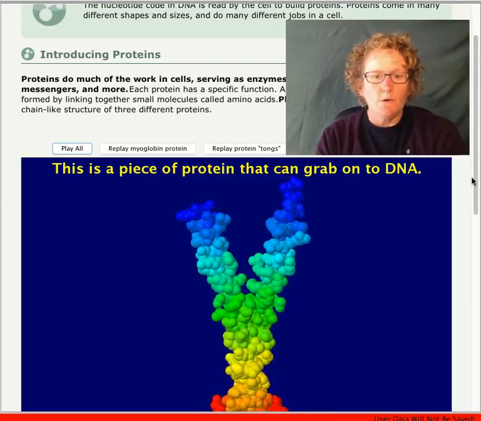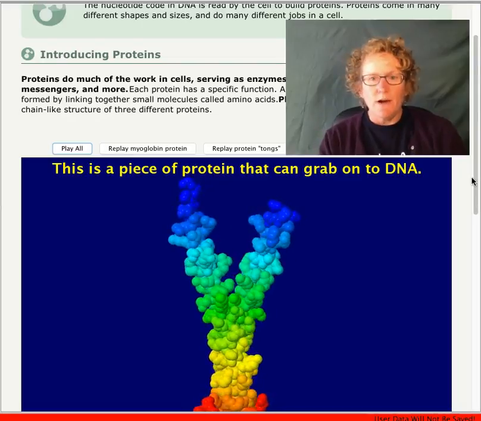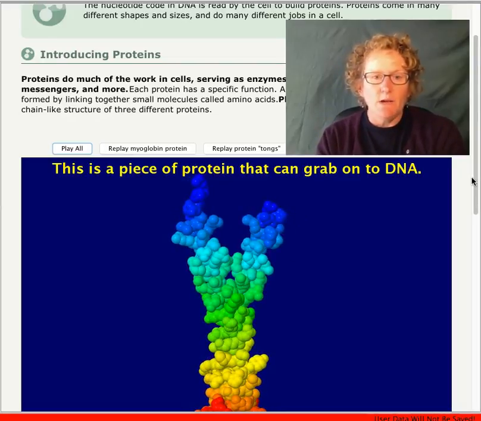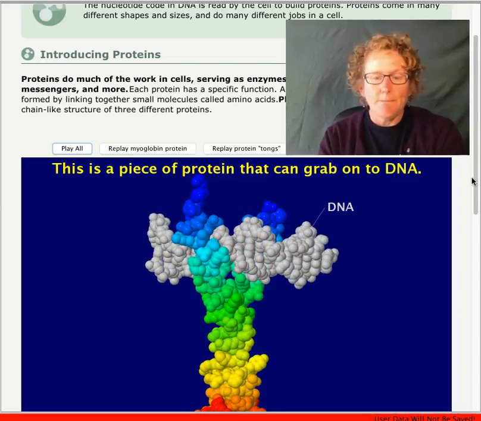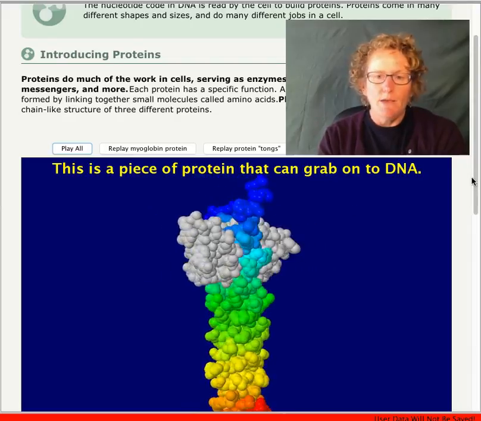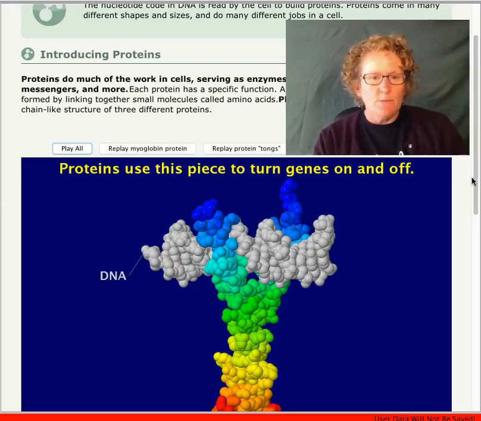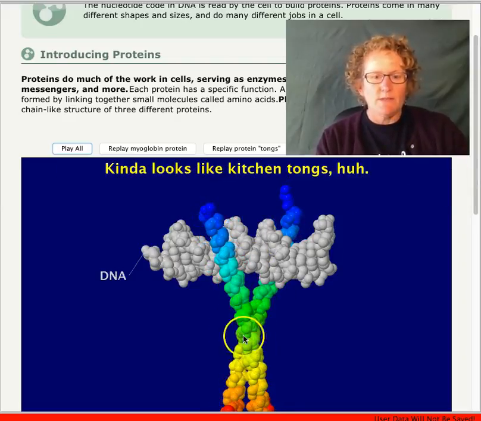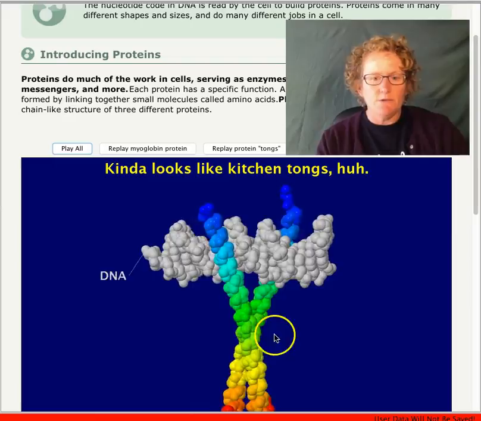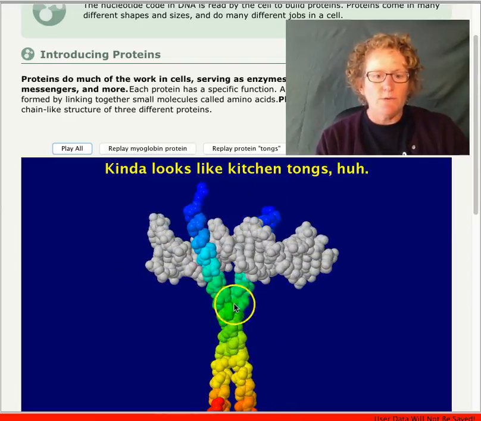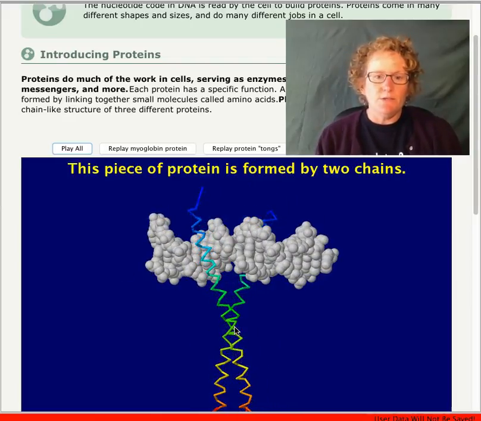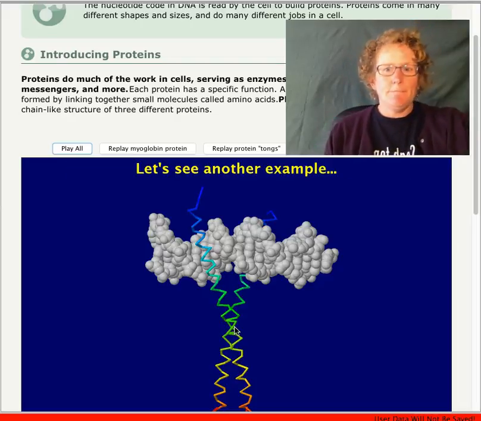This is another cool piece of protein that can grab onto a piece of DNA. We call it protein tongs. That's 4B, heads up. So this is the DNA, this is the protein. Very different. You can see the different structures here. The protein is forming the X. It can make lots of different shapes. The DNA is always this double helix shape, this twisted ladder.